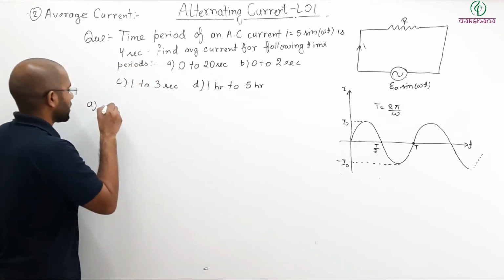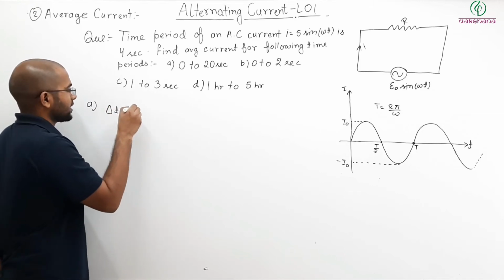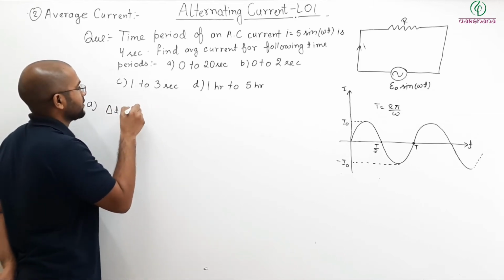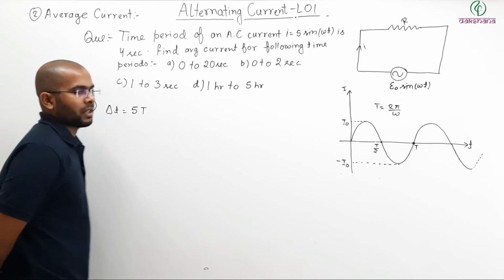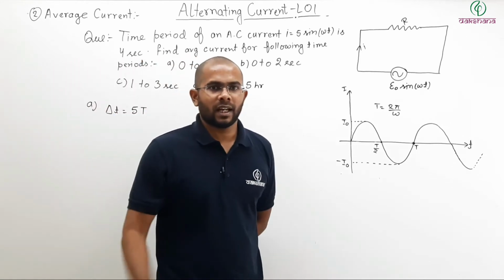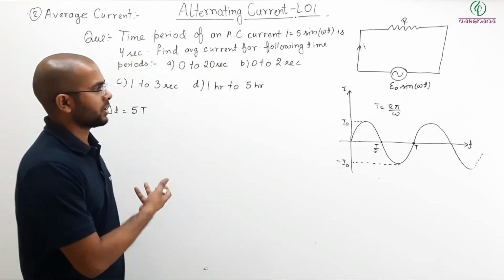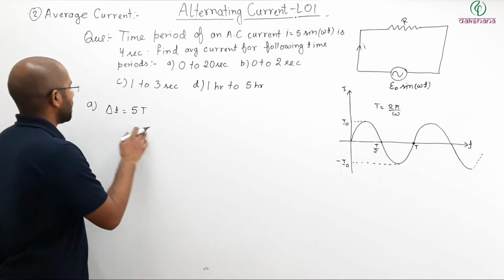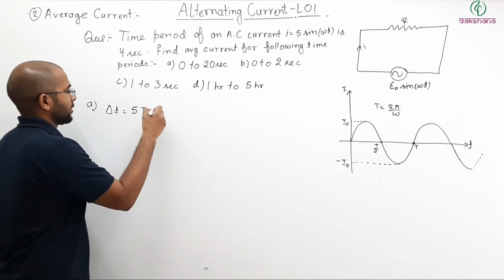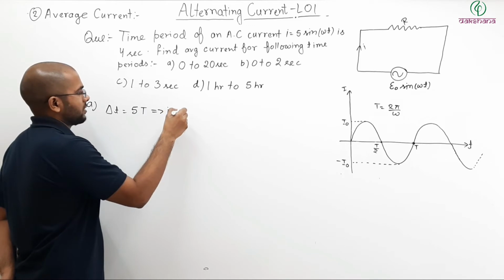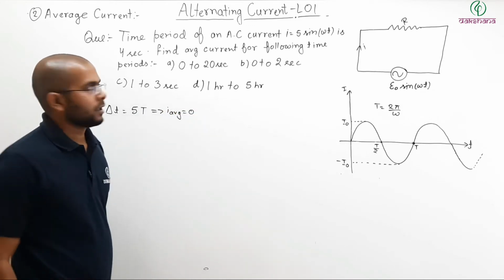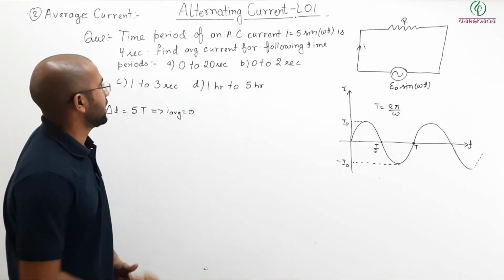Why? Because here your delta t is an integral multiple of how many? Your delta t is 5 times T, and for one time period it is 0. So here it is 0. So for the first case I average is 0. What about the second case, B?